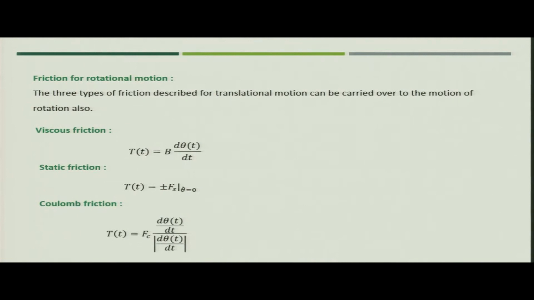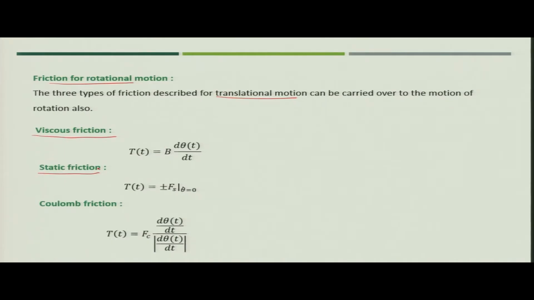Now, similar to what we saw in the case of translational motion, in this case also we will see various frictions. What are those frictions? First is viscous friction, that is torque T equal to B d theta by dt. This B is called the viscous friction coefficient.